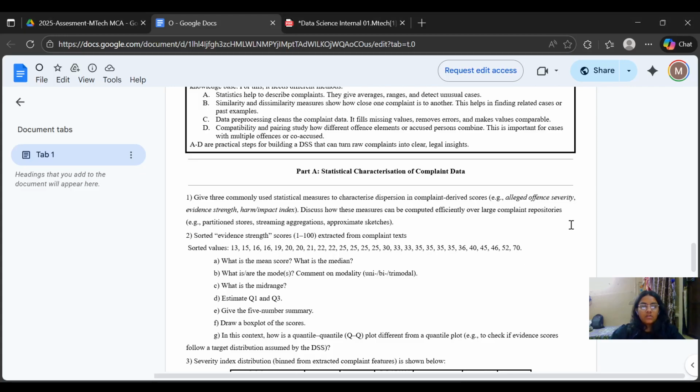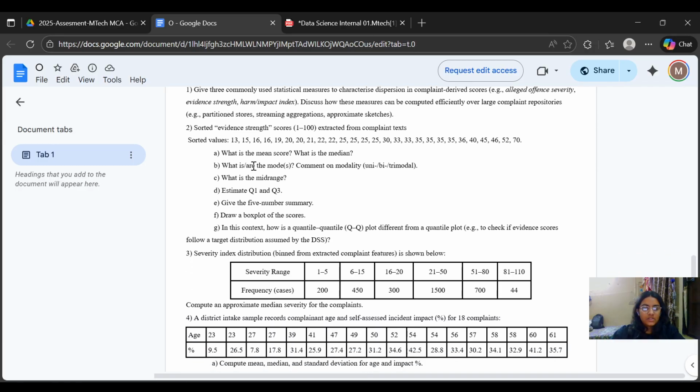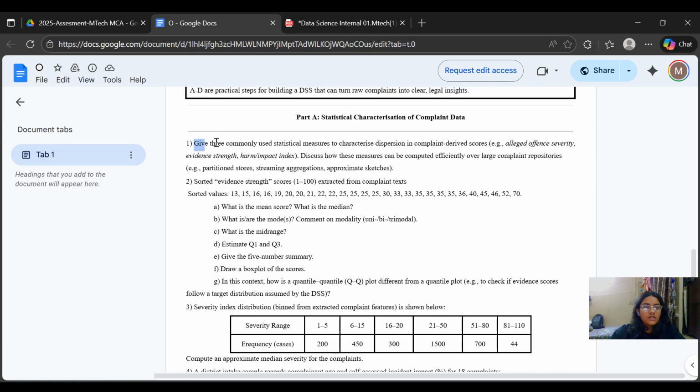Now let's come to part one, statistical characteristics and complaint data. Question number one: give three commonly used statistical measures to characterize dispersion in complaint-derived scores. Discuss how these measures can be computed efficiently over large complaint repositories.